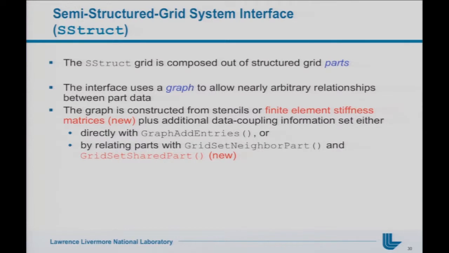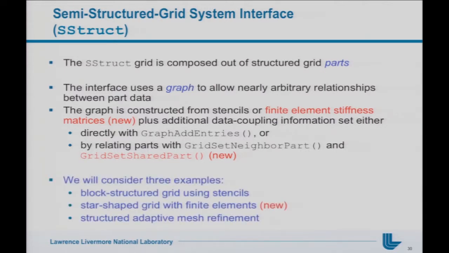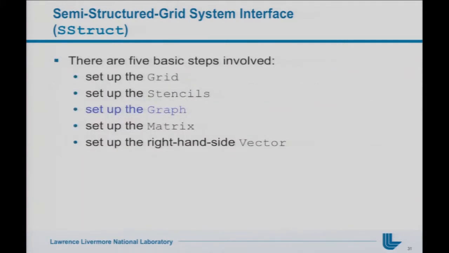You can define things in terms of both stencils, and also something new here is doing things in terms of finite element stiffness matrices. So there's a finite element approach to doing things. We have these calls. Graph add entries is our most general way of describing how parts are coupled to each other. And then there's this set neighbor part and set shared part. And these are other approaches that are usually good for block structured settings. And I'll show examples that will make that clear. These are the examples. The last one I won't really go through. I'll just sort of flip quickly.